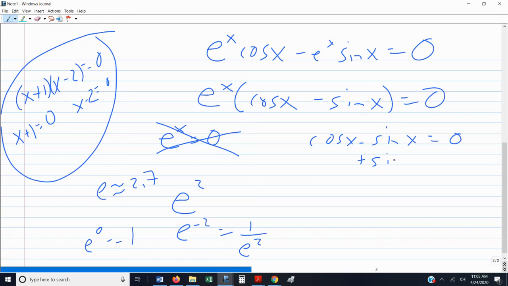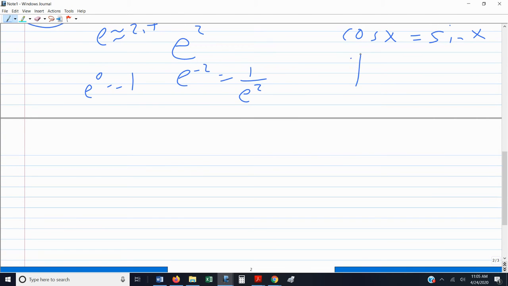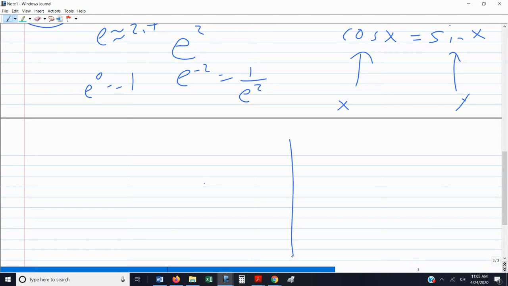I'm going to move the sine of x over. And basically, we're looking for where the cosine is equal to the sine. So this moves us to the unit circle. And in the unit circle, the cosine is the x value and the sine is the y value. So you're thinking about, where is the x value the same as the y value?